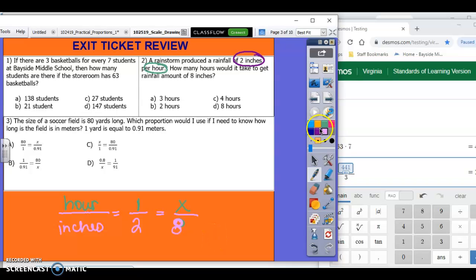So all I'm going to do now is I'm going to go ahead and solve it. So I multiply the diagonals. So 8 times 1 is 8. And then I'm going to divide by what's left over. 8 divided by 2, I know is 4. All right, the last one.